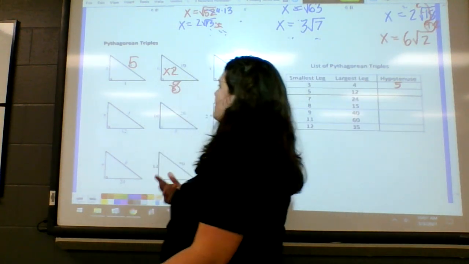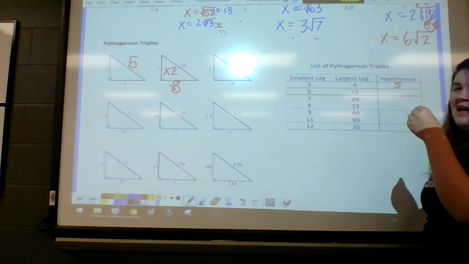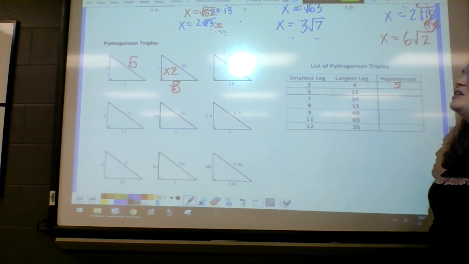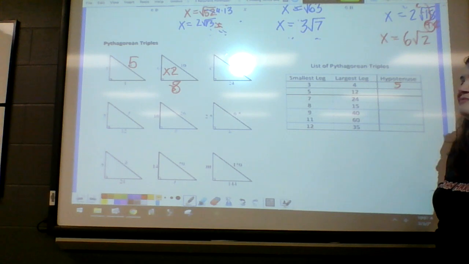So without doing the Pythagorean theorem, if you recognize the 3, 4, 5, you can go ahead and just use a scale factor to help you. The good news is, if you don't recognize it, you can always just use the Pythagorean theorem, right?